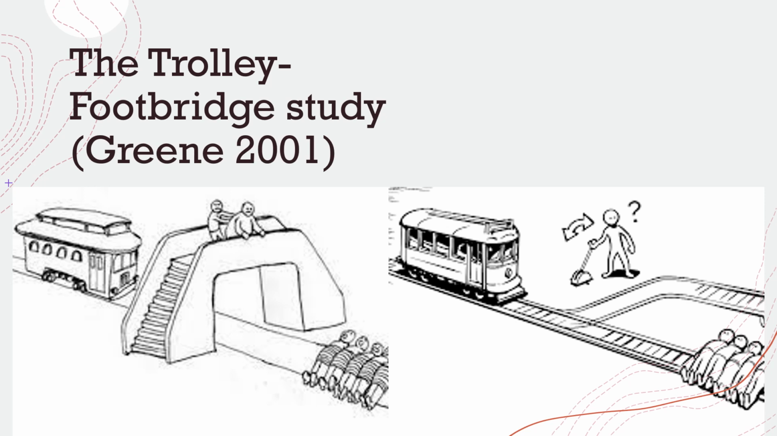Okay, let's take a look at the trolley footbridge study, which Greene did in 2001, Joshua Greene. It centers on these two examples of a trolley, which is on the right, and a footbridge, which is here on the left. And the end result is the same, but the mechanism is different. Greene calls these personal and impersonal moral dilemmas. Both of them have the same structure, and that structure is you're saving 4 people by sacrificing 1.